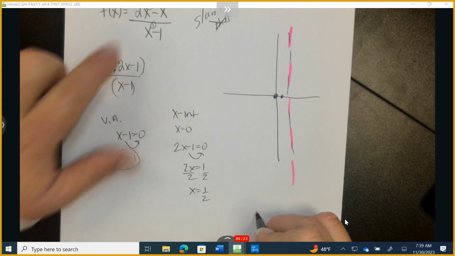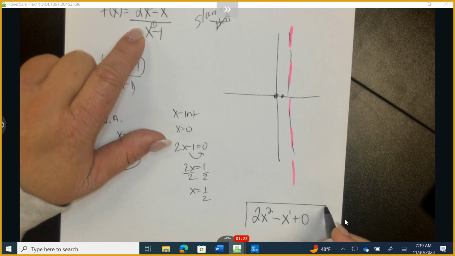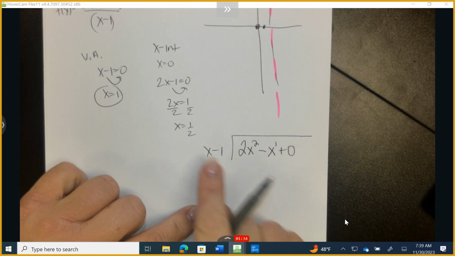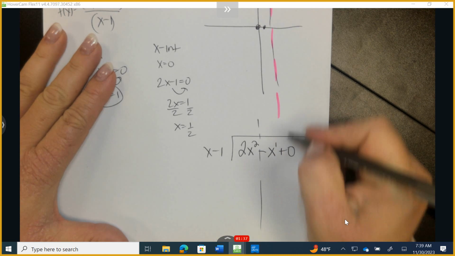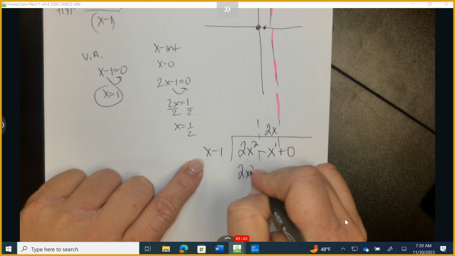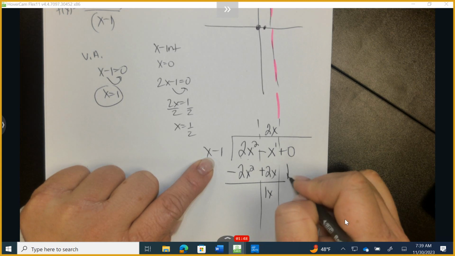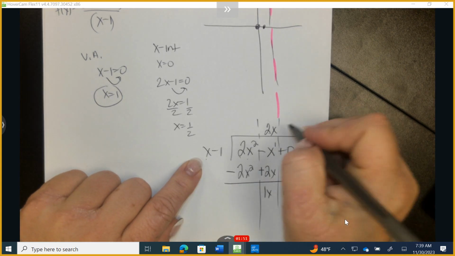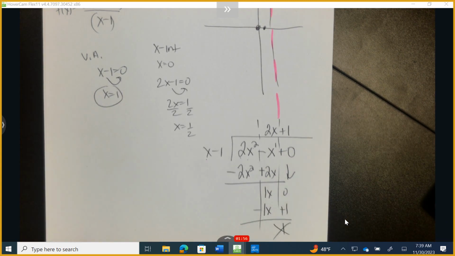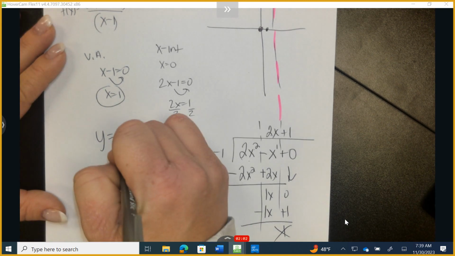Okay, slant asymptote. There's x squared, there's x to the first, and I need to represent the constant. So every position has to be represented. So x squared, x to the first, x to the 0. x to the first, x to the 0. x times what is 2x squared? That'd be 2x. Distribute, change the signs, and add down. x times what is 1x, a positive 1. Distribute, change the signs, and we don't care about the remainder. This is the equation: y equals 2x plus 1 is the equation for the slant asymptote.